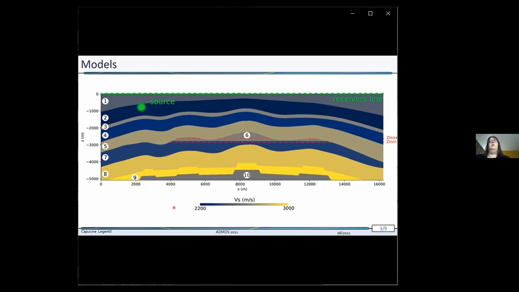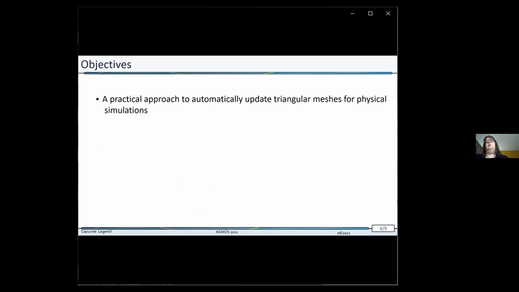We propose to locally modify the initial multimaterial mesh domain by inserting the gas-water contact at 20 different depths between these 2 depths. After the interface insertion, the gas zone is above the water zone, and it is represented in gray in this image. After that, we want to know if the interface modifications impact the seismic simulation. To do that, we propose a practical approach to automatically update triangular meshes for physical simulations, and an assessment of the detectability of fluid contacts changes in reservoirs.